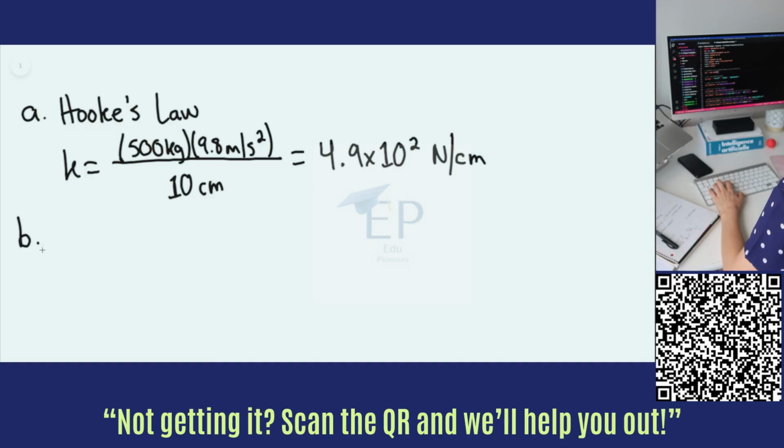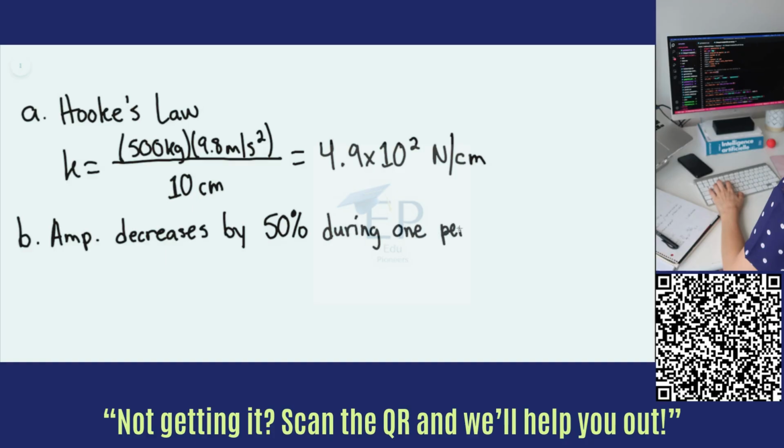Now for part B, we know that the amplitude decreases by 50% during one period. So essentially the damping factor, e to the negative b, the damping constant, times T, the period, divided by 2 times the mass, would be equal to 1 over 2, so 0.5, where the period is equal to 2 pi divided by the angular frequency prime.